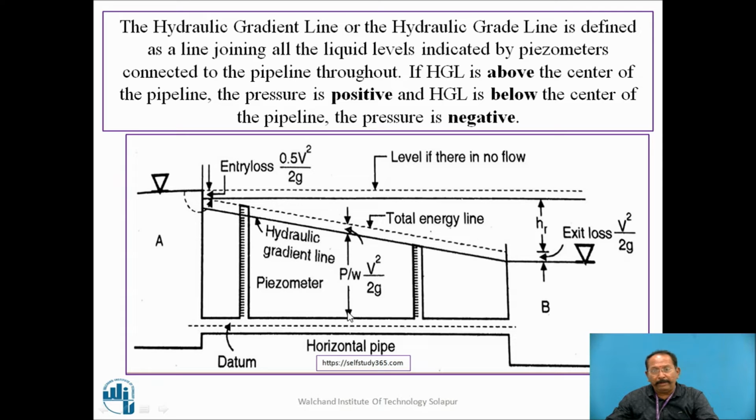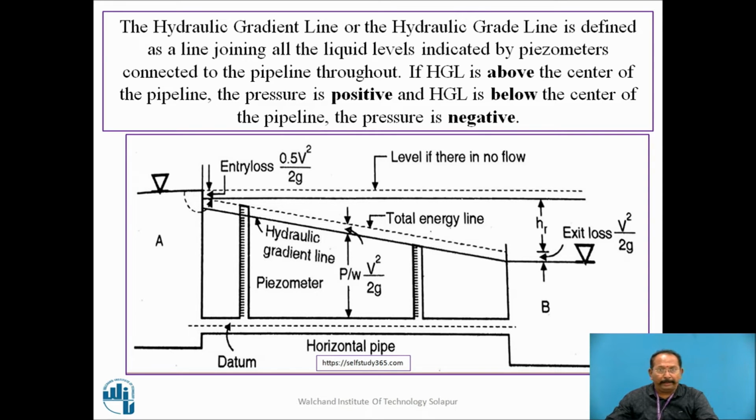I told that in many of the books it is W. It is nothing but a specific weight. So P by W is up to the head of piezometers, and above that the kinetic head, or velocity head, which is V square upon 2g. This is a datum line. So from here to here is the hydraulic gradient line, and above that you can add V square upon 2g, and you will get the total energy line.